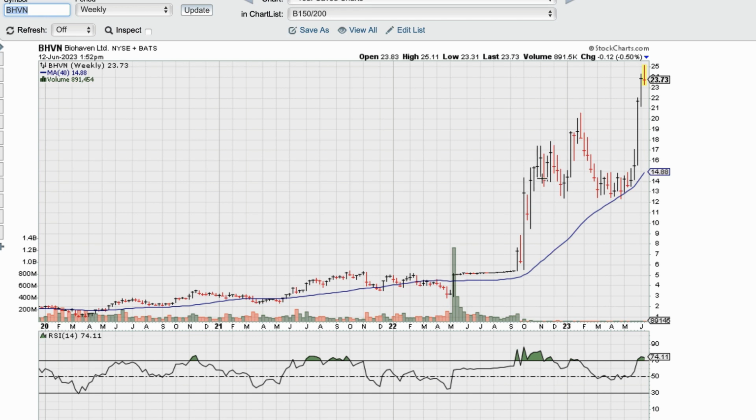Then it marches sideways for a bit, kind of consolidates. Think of it like refueling for the next move higher.